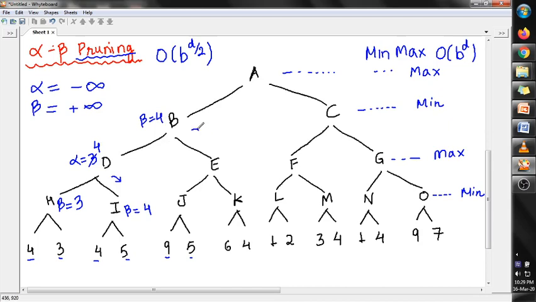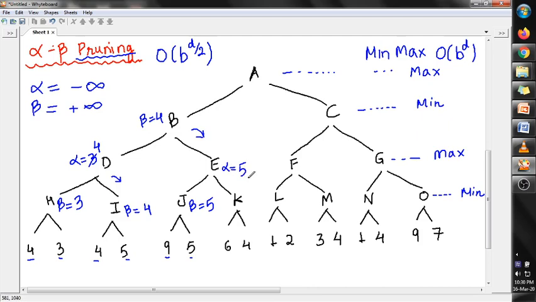Now let us find out the right child of this node B. So here the right child is E. We need to follow the depth first search procedure. Next we need to find the value of J, and since it is a minimum level, we need to write beta equals to, which one is minimum? This 5 is minimum. Okay, now this 5 is propagated to this upper level, and the value of alpha at node E becomes 5.